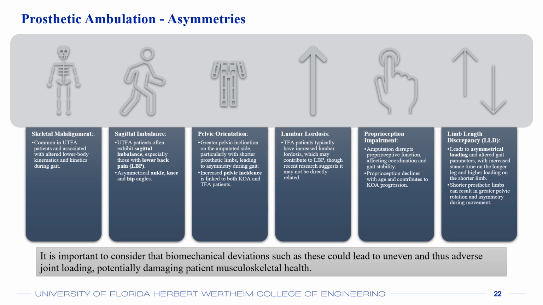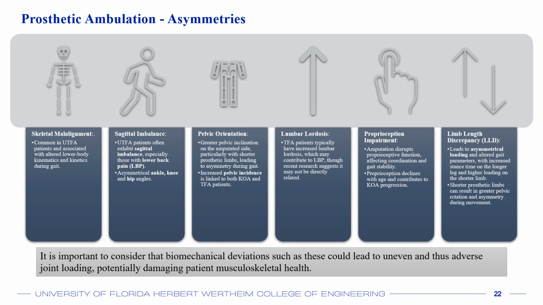This often presents in the sagittal plane through things like asymmetrical ankle, knee, and hip angles. Additionally, this can be identified in the frontal plane through pelvic orientation, where both UTFA patients and knee osteoarthritis patients typically exhibit greater pelvic inclination. Additionally, lumbar lordosis is an asymmetry that is common to UTFA patients, wherein they typically possess greater lordosis or bending of the lower back, while knee OA cases typically present with less lordosis.